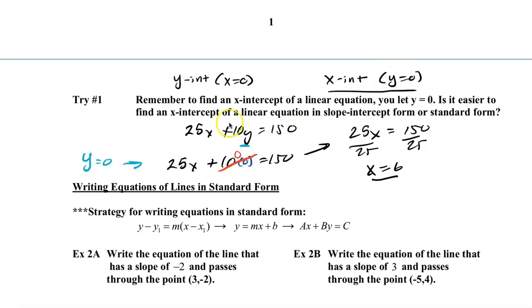So standard form makes it really easy to find the x and y intercept. I could do the same thing with the y-intercept. Plug in 0 for x, that goes away. You get 10y equals 150, y equals 15. So that's one of the benefits of standard form.